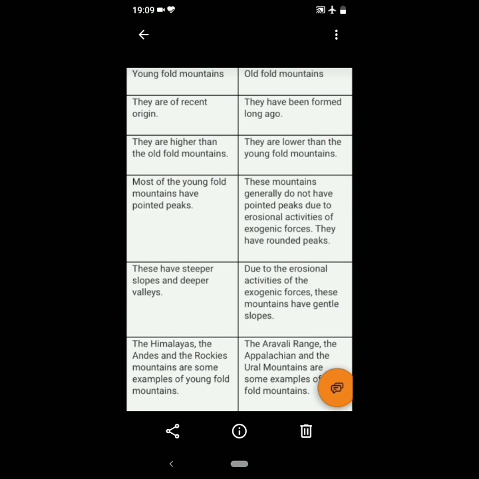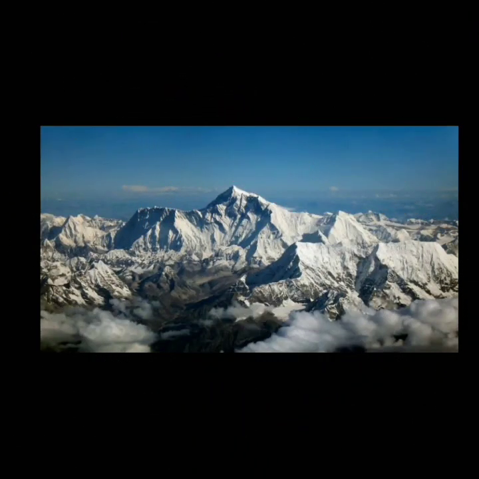These mountains have gentle slope. Examples of youngfold mountains are Rockies, Andes, and Alps mountains, while examples of oldfold mountains can be Aravalli, Appalachians, Ural Mountains, Khingan, Drakensberg, etc. We studied the differences between the youngfold mountains and the oldfold mountains. You also studied that the Himalayas are youngfold mountains.